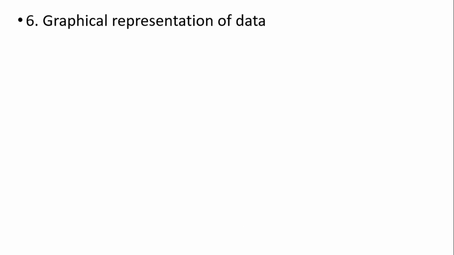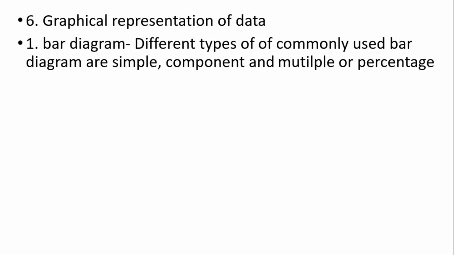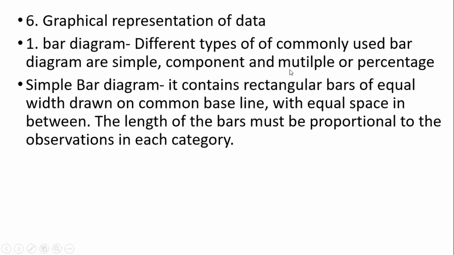The sixth question is graphical representation of data. There are many graphical representations. Among those, the first one is the bar diagram. Different types of commonly used diagrams are simple, component, multiple, or percentage. A simple bar diagram consists of rectangular bars of equal width drawn to a common baseline with equal space in between. The length of the bar must be proportional to the observations in each category.